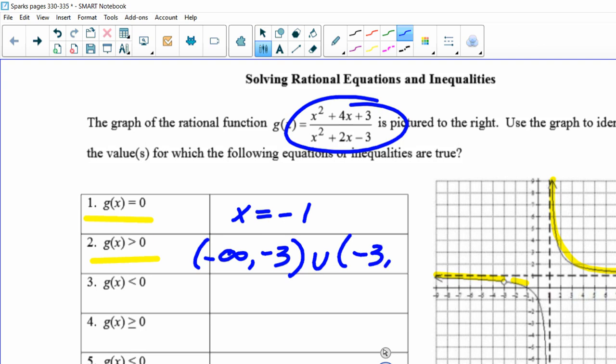To -1. Now, is -1 included? No, because that would be equal to 0. Good. -1 to infinity? Yeah, that's right. And then 1 to infinity? Yeah. 1 to infinity. Remember, we're just looking at where the graph is above the x-axis.